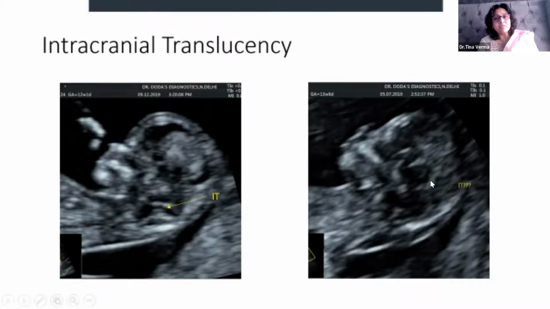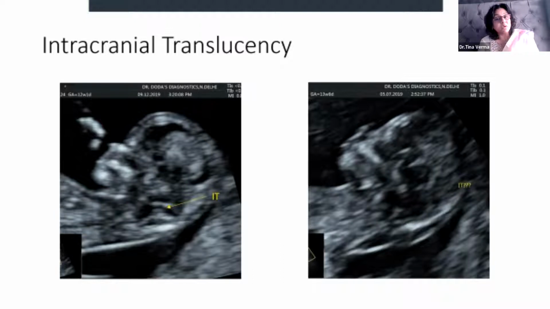So if we compare it with the other image here, are we able to see these 3 lines here? No, we are not able to see. It means that the intracranial translucency is not well seen. In short, we say that IT is not seen. So what do we infer from it? This is an indirect sign that there may be a problem in the spine of the fetus.